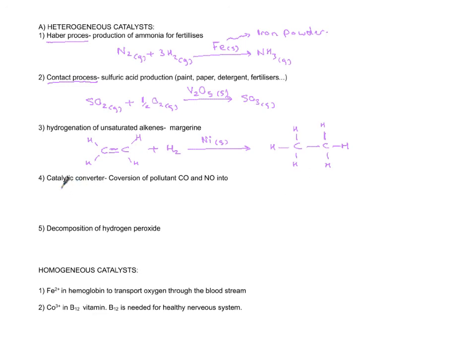The next one, which is extremely important, every car has catalytic converter, and it's to convert carbon monoxide and nitrogen monoxide, poisonous pollutants, into less dangerous ones. So carbon monoxide gas plus nitrogen monoxide. Now this either has platinum or palladium as the catalyst. They're both solid, and it will give you CO2 gas plus N2 gas. CO2 is global warming gas, but doesn't have the poisonous effect of carbon monoxide.